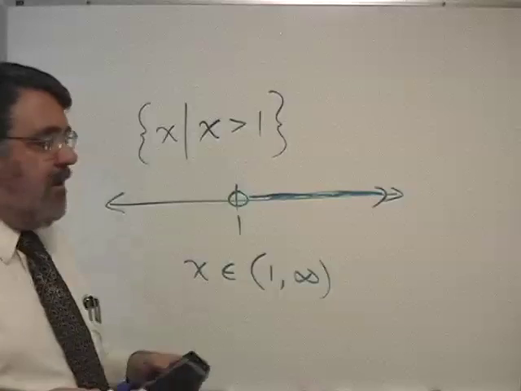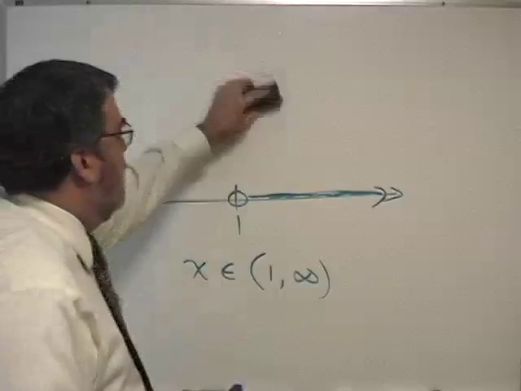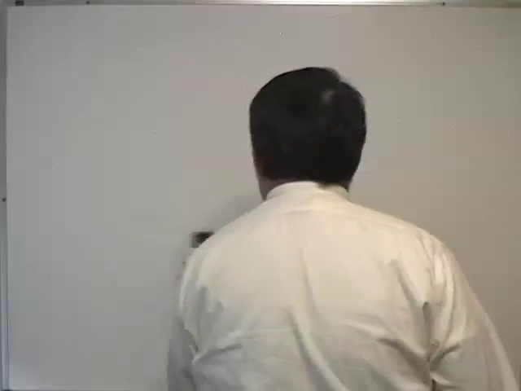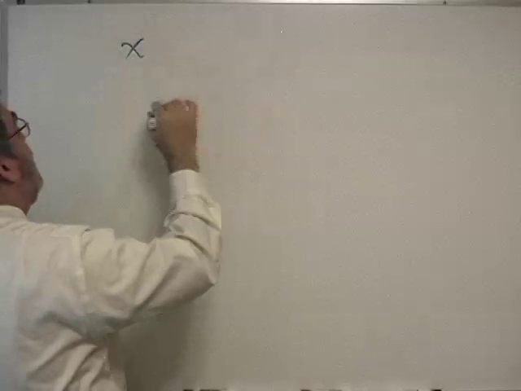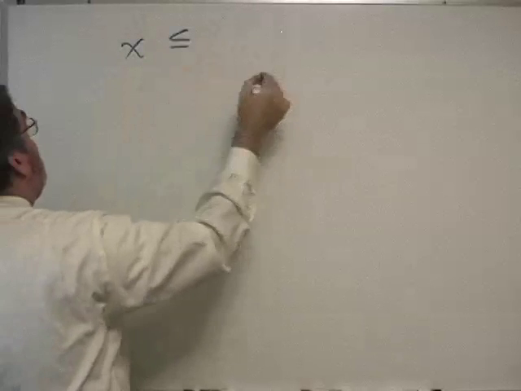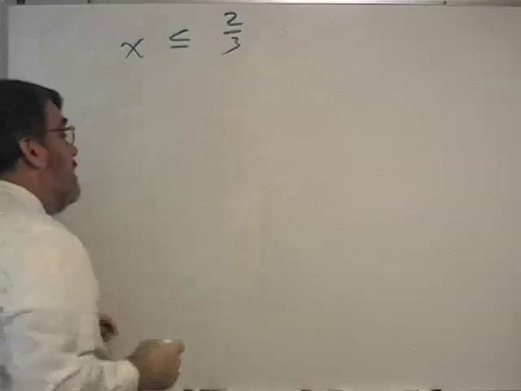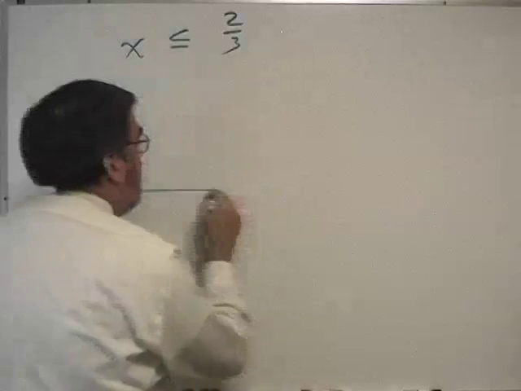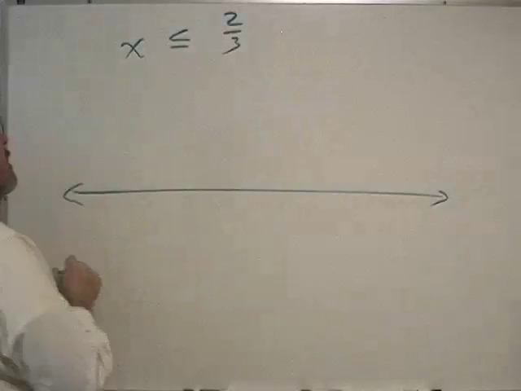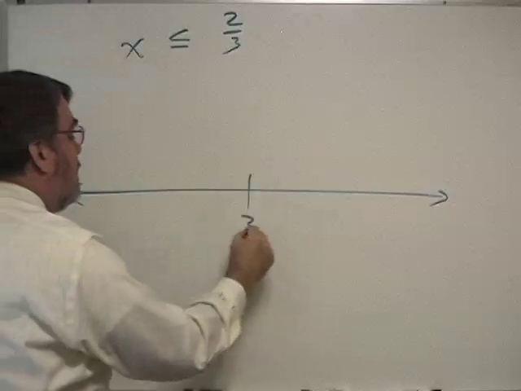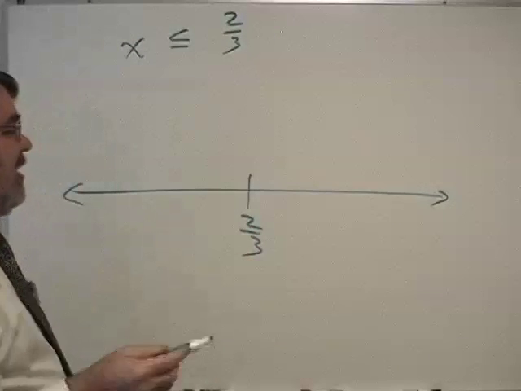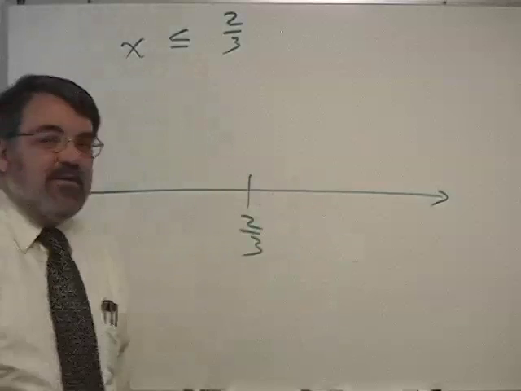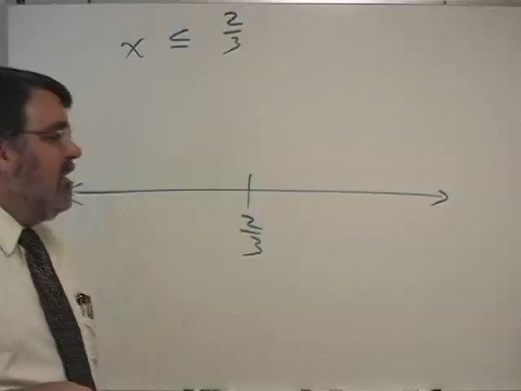Now let me do some more here. Let's have a less than or equal to. Suppose that we solve a problem and we end up with x is less than or equal to 2/3. Now where am I going to put 2/3 on the number line? Well, how about here? Easy enough? Again, I'm not going to worry about you putting a bunch of scale marks on these things and numbering the scale marks.